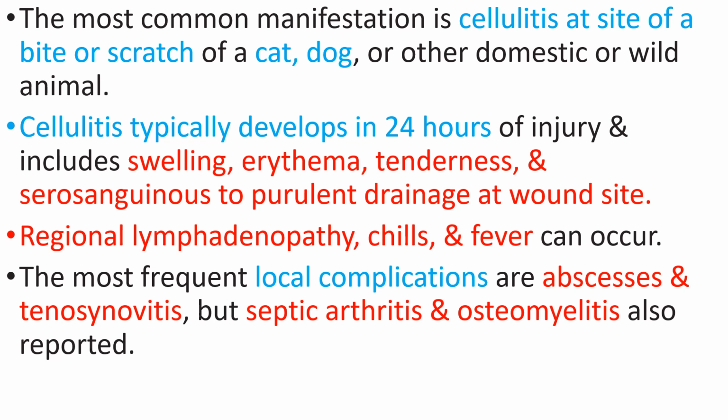The most common manifestation is cellulitis at the site of a bite or scratch of a cat or dog. Again, cat or dog are harmful animals, or other domestic or wild animals. Cellulitis typically develops in 24 hours. Cellulitis at the site of injury includes swelling, erythema, tenderness, serosanguinous to purulent drainage at the wound site. Regional lymphadenopathy, chills, and fever can occur. The most frequent local complications are abscesses and tenosynovitis, but septic arthritis and osteomyelitis are also reported.